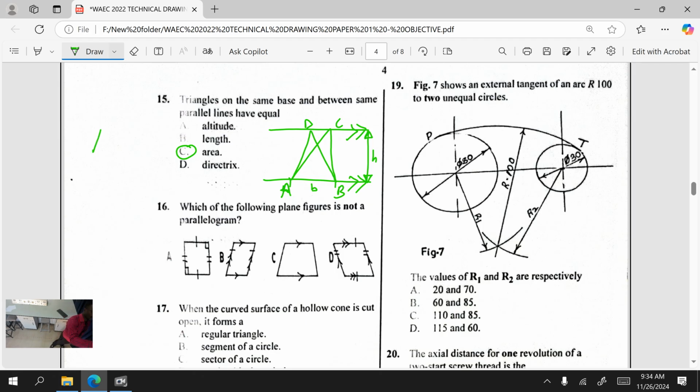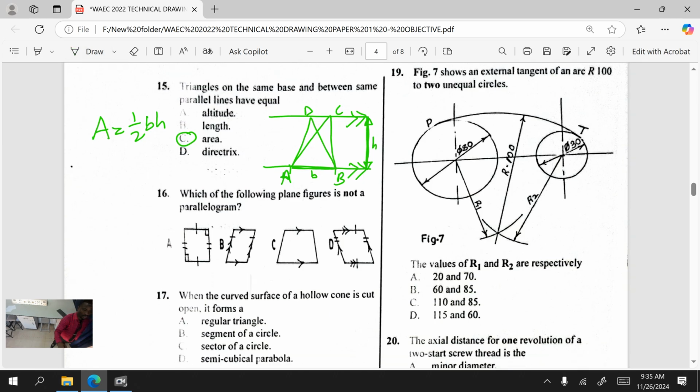So take note, the area of a triangle is equal to half base times height. In this case, they share the same base, b, and they share the same height, h. So they will have the same height. They might not share the same altitude, the same length, or the same directions. But we are sure that they will have equal area from this question.